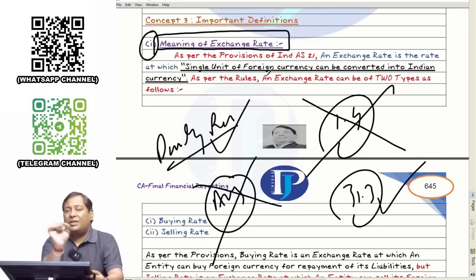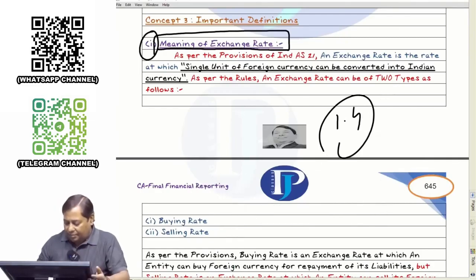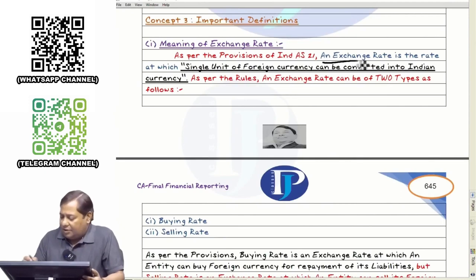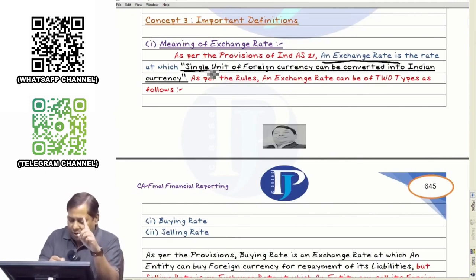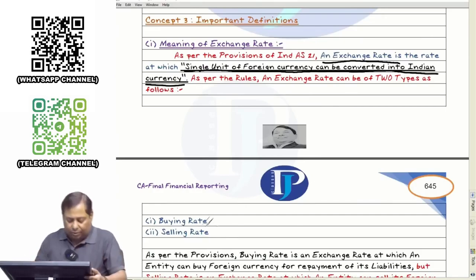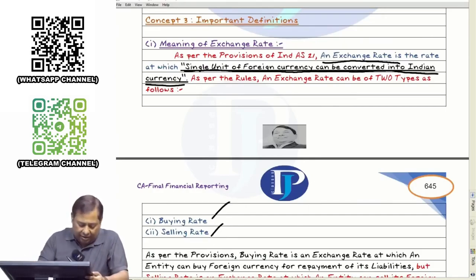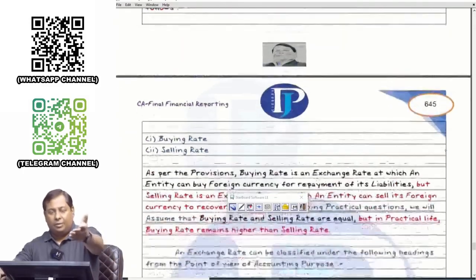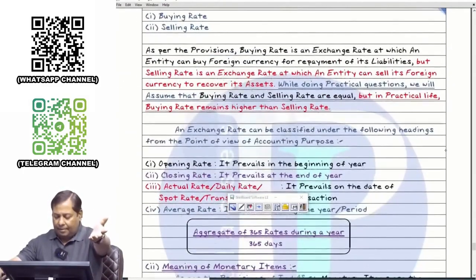If you have to do the accounting of foreign currency transactions, you will need 2 rates: the closing rate and the daily or the actual rate. Opening and average will be helpful, but it's very limited. We can see them in foreign operations. I have already explained this. Exchange rate is the rate at which 1 unit of foreign currency can be converted into Indian currency. One is buying and the other is selling. I've done the revision. Go through your copy and turn pages quickly.